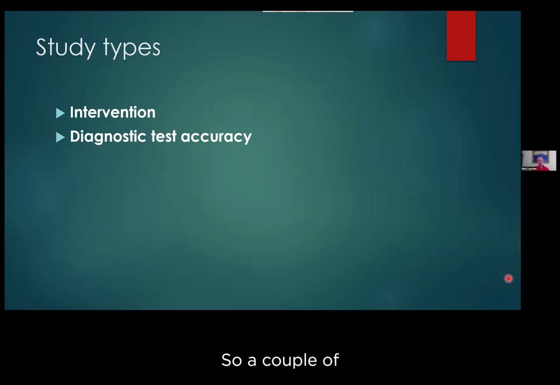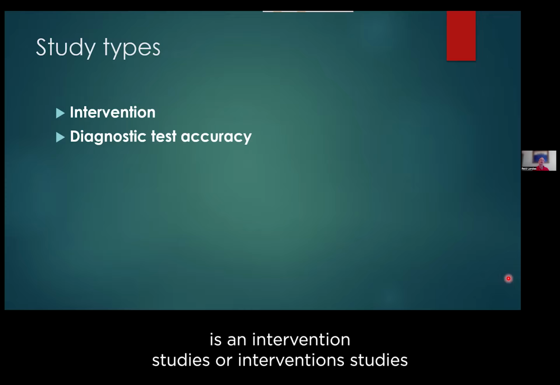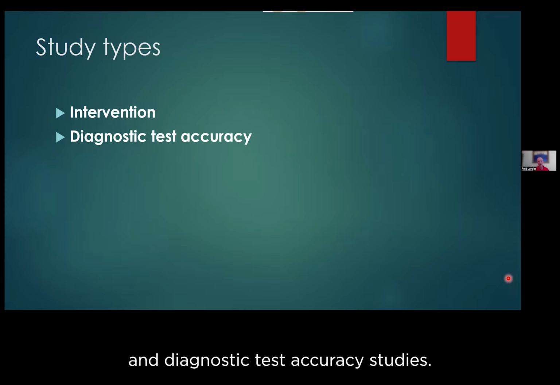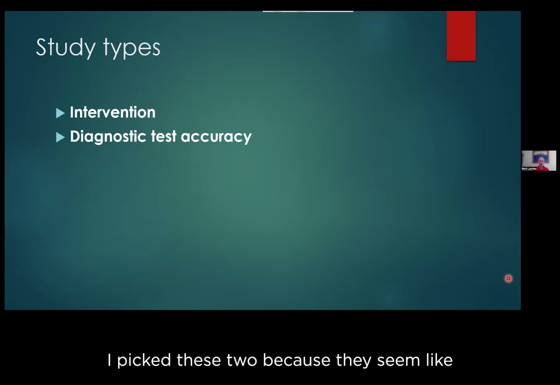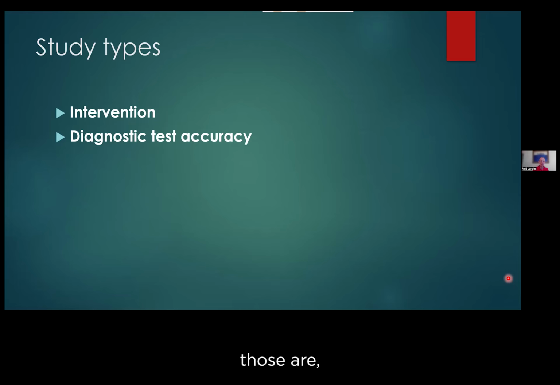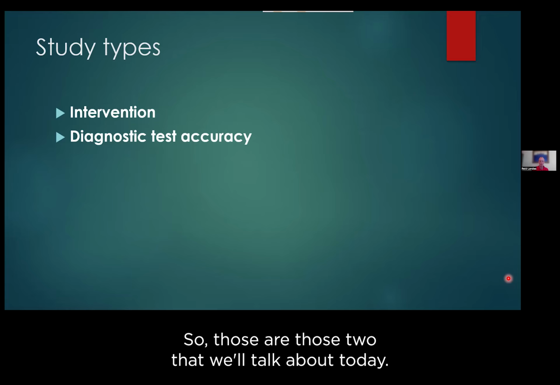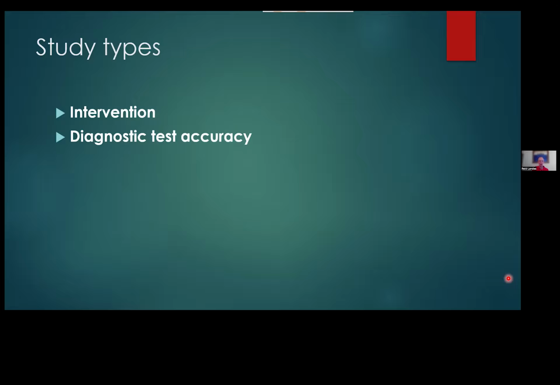So a couple of study types that we'll talk about today are intervention studies and diagnostic test accuracy studies. I picked these two because they seem more along the lines of clinical trials that can happen. So those are two that we'll talk about today.